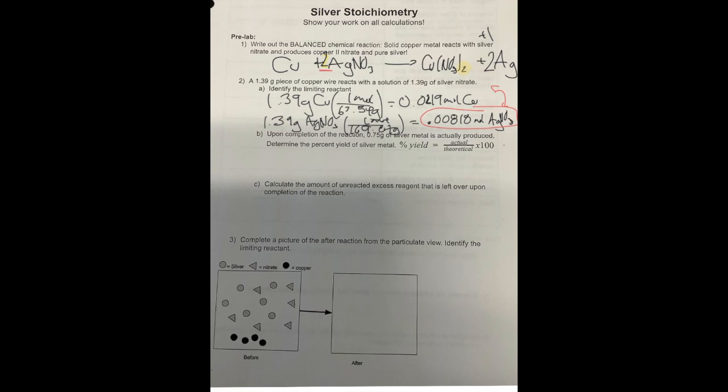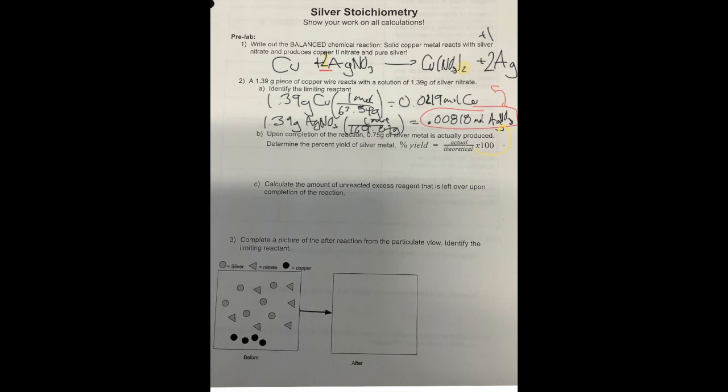Okay, the next one says, upon completion of the reaction, 0.75 grams of silver metal is actually produced. Determine the percent yield of silver metal using that percent yield equation. So the difference here is the actual is whatever we get in the lab. The theoretical is how much should have been able to be made based on the limiting reactant. So the first step we're going to do is to find the theoretical, is we're going to take our limiting reactant and figure out how much silver that should be able to make.